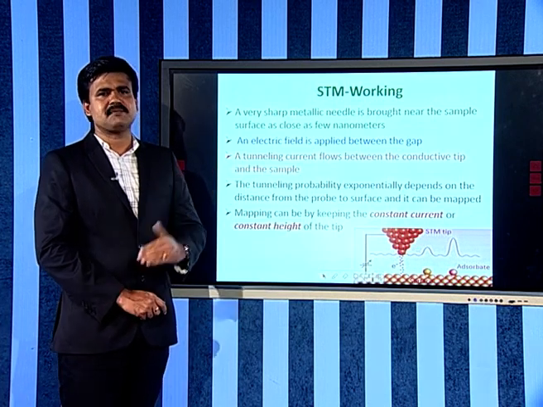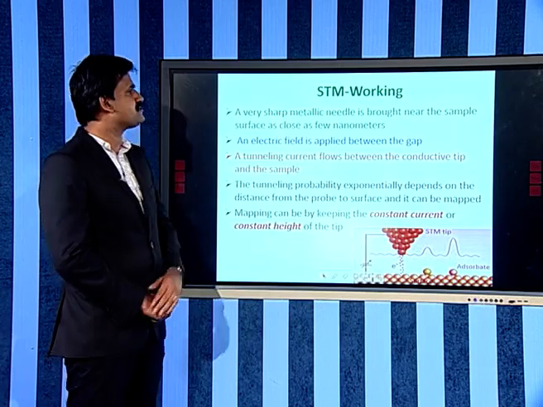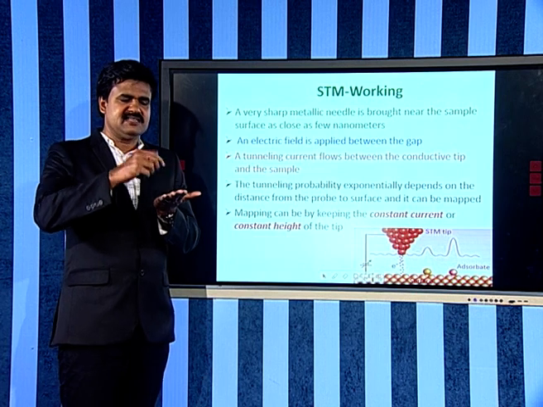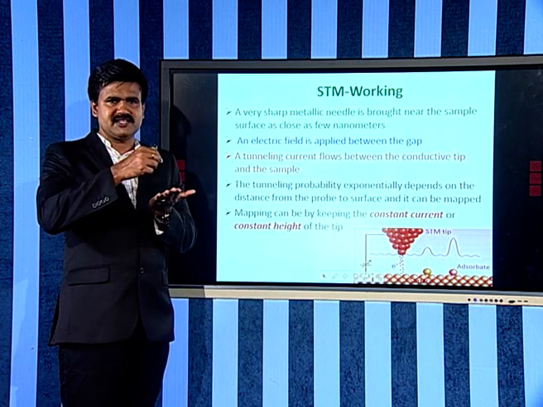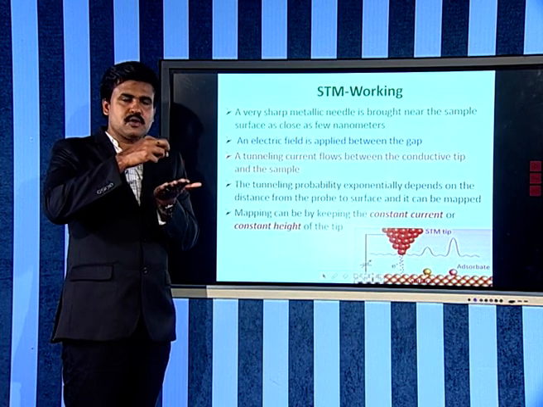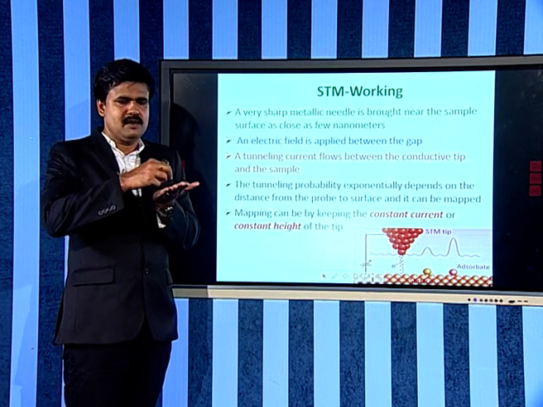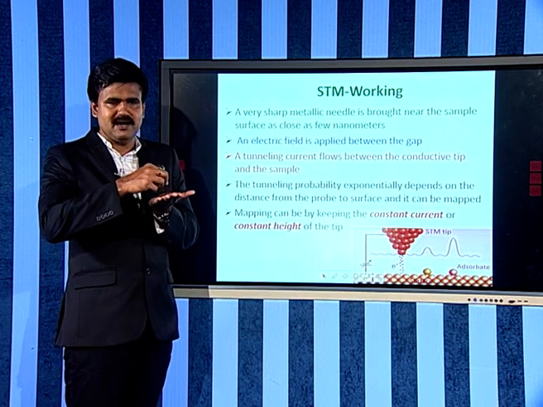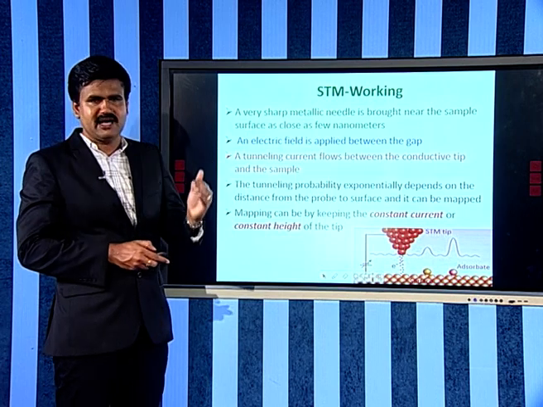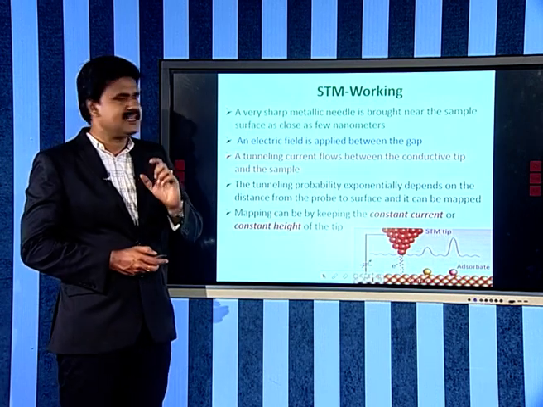A very sharp metallic needle is brought near the sample surface, as close as a few nanometers. That is, the sample is placed in a sample holder, and the tip, which is made of platinum or an iridium-platinum alloy, is placed near the sample, but the gap between the sample and the metal tip is in the range of a few nanometers. That distance is very important.